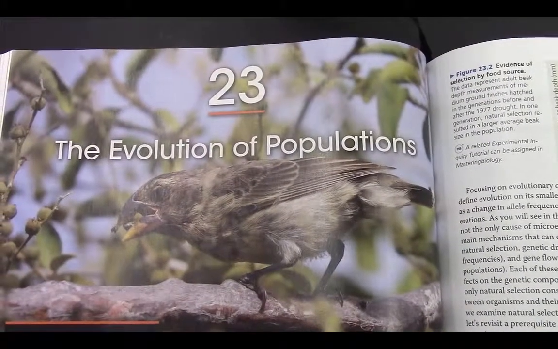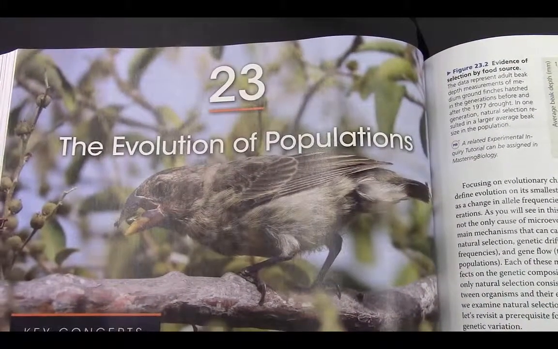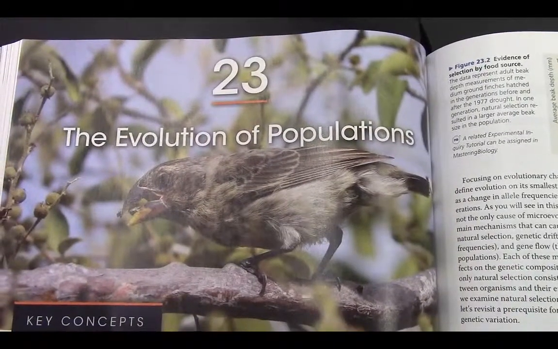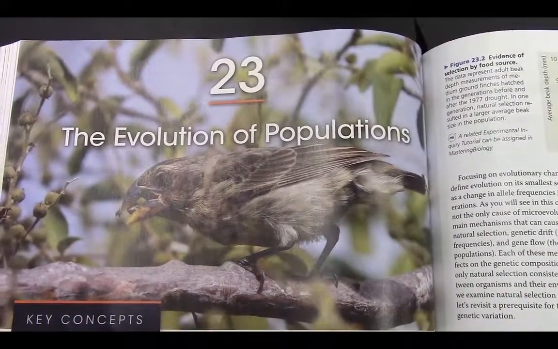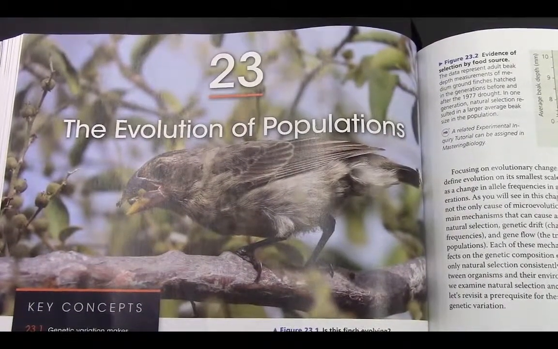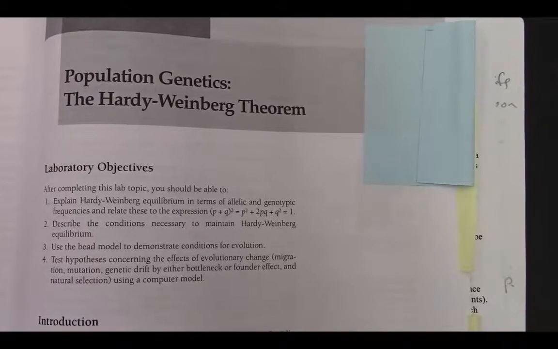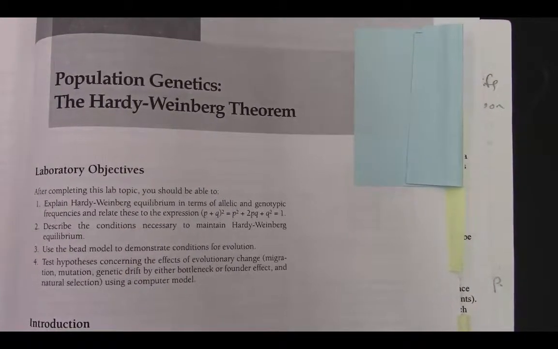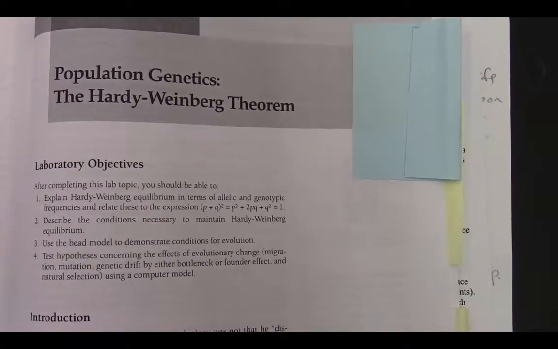Chapter 23 in your textbook covers the evolution of populations, and this is going to more broadly consider the forces, or the agents, of evolution. So natural selection is not the only process at play. And that's what you'll be learning about when you study population genetics and the Hardy-Weinberg theorem.